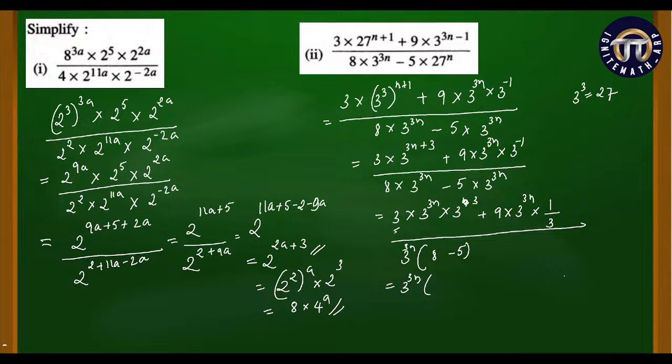Then what you are left with is 3 into 3 to the power of 3, that is 3 to the power of 4. 3 to the power of 4 is 81, plus the 3s will get cancelled, so 3 to the power of n is taken out, so plus 3 I will be left with, divided by 3 to the power of 3n, and 8 minus 5 is another 3, so 3 to the power of 3n cancels, and I'll be left with 84 divided by 3. So 84 divided by 3 will be nothing but 28. So 28 is the final answer.